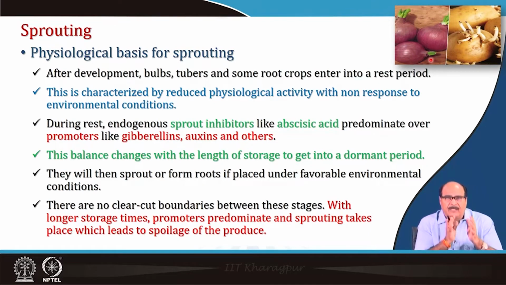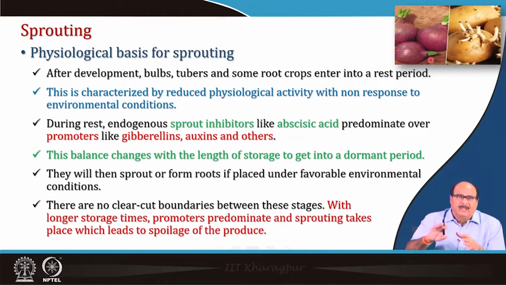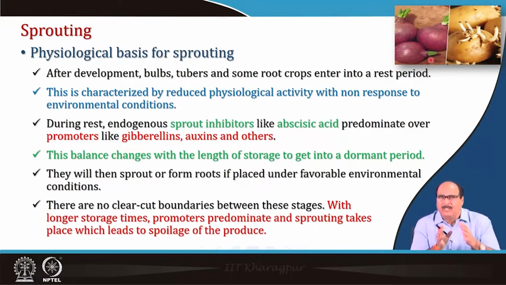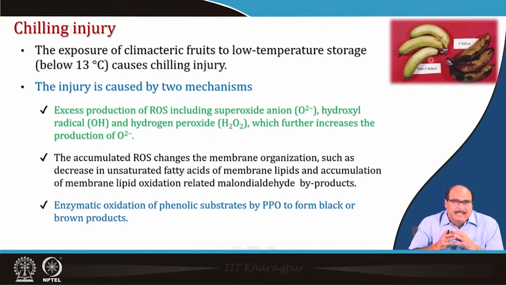This balance continues for some time, but the balance between the promoters and inhibitors changes with the length of storage and finally gets into the end of dormancy. When the storage period is long and environmental conditions are unfavorable for the sprout inhibitors, the promoters will dominate and they will sprout or form roots if placed under favorable environmental conditions. Although there are no clear cut boundaries between these stages, with longer storage times the promoters predominate and sprouting takes place, which leads to the spoilage of important produce like ginger, onions etc.